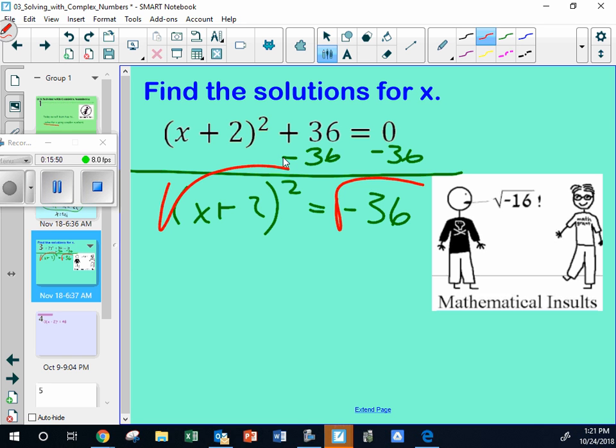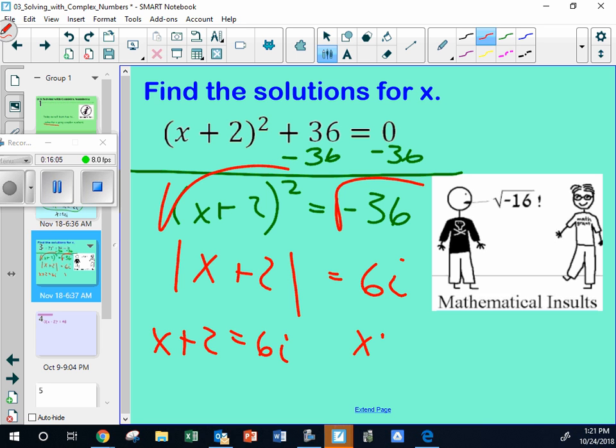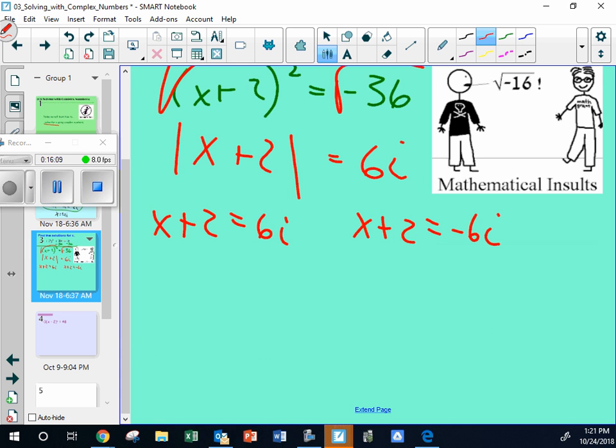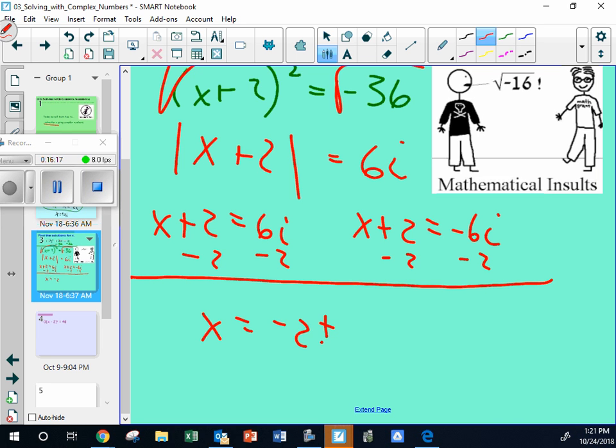All right, so you should have absolute value of x plus 2. That's where people screw up. Everybody knows it's 6i, but a lot of people screw up this next part. Then x plus 2 equals 6i. x plus 2 equals negative 6i. Then, if I subtract 2 everywhere, my final answers are x equals negative 2 plus 6i.